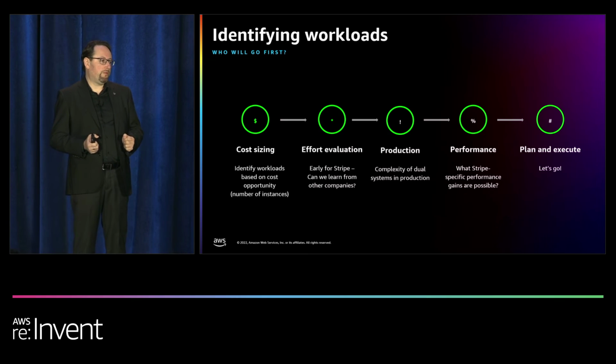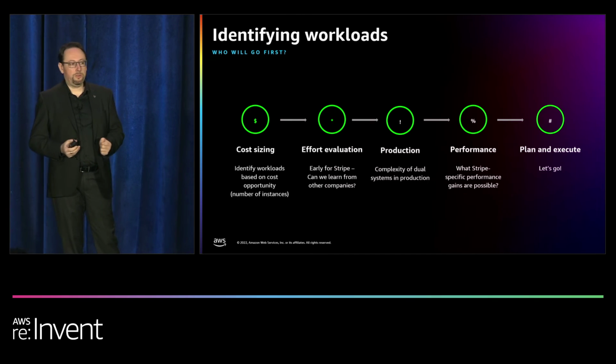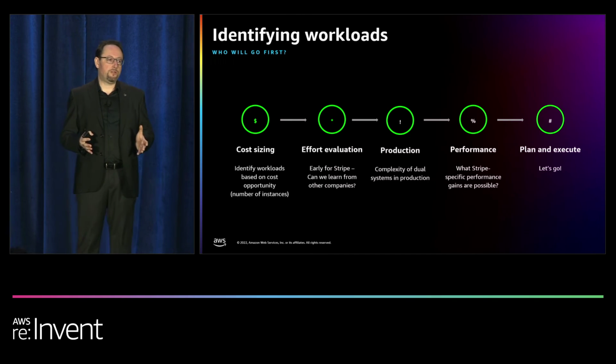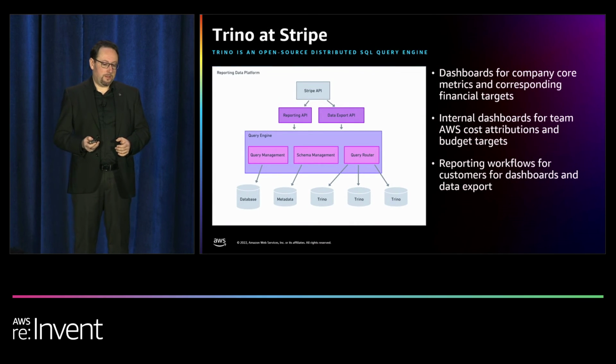Obviously, we want to benchmark performance very, very carefully before we commit to sending a huge fleet of machines into Graviton. And finally, after taking all this into consideration, obviously you build a plan and start executing. So what did we choose?